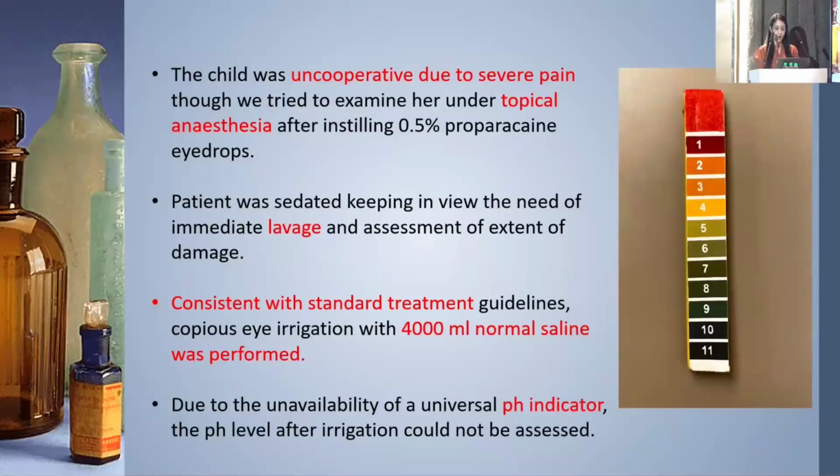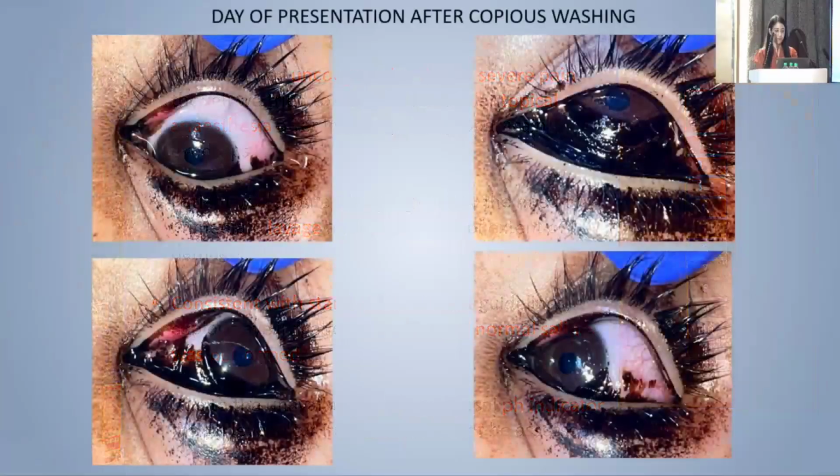The child was uncooperative due to severe pain, so we used topical anesthesia for immediate lavage and assessment of extent of damage. Consistent with the standard treatment guidelines, copious irrigation was done with 4000 ml of normal saline. The pH indicator was not present with us, so pH level could not be checked after irrigation. These are the images after copious washing on the day of presentation.